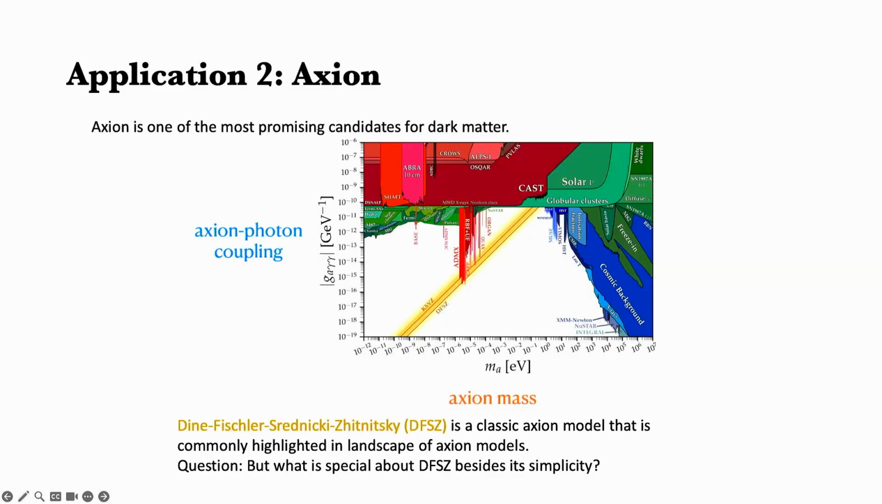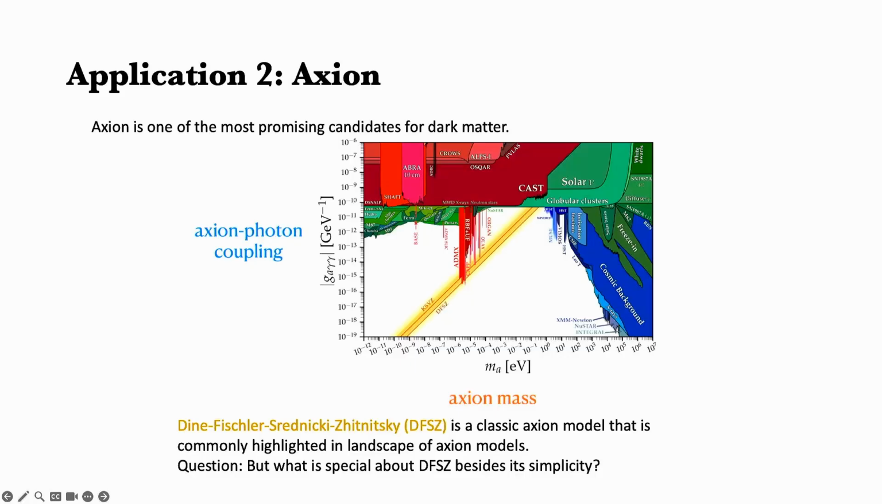And one of the theories there is based on two papers by Dine, Fischler, Srednicki, and Zhitnitsky, known as the DFSZ model. It's a very simple, classic axion model. It's a simple Lagrangian quantum field theory, and it's usually highlighted in the landscape of axion models. But what's special about this model? There are millions of other axion models in the landscape of model building.